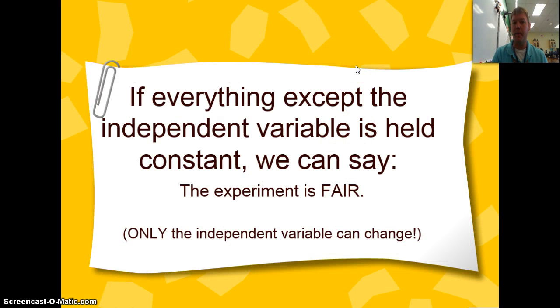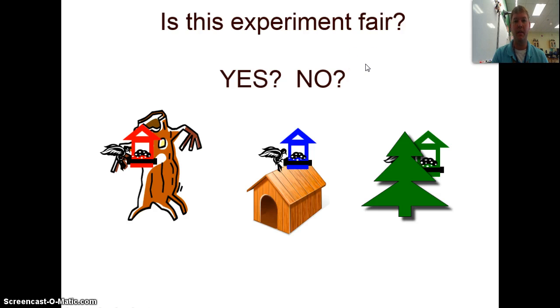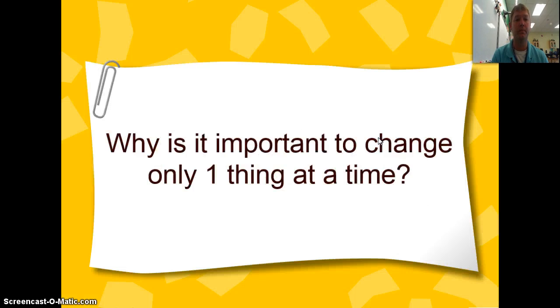If everything except the independent variable is held constant, we can say that the experiment is fair. Only the independent variable can change. Is this experiment considered fair? Well, here we have 3 different colors of feeders, but is it in the same location? No, this one's in a tree, this one's on top of a house, this one's in a pine tree. And this one looks like it's a little lower to the ground. So not only did I not use the same location, I also didn't put them the same height off the ground. So this is not a fair experiment because I changed more than one variable.